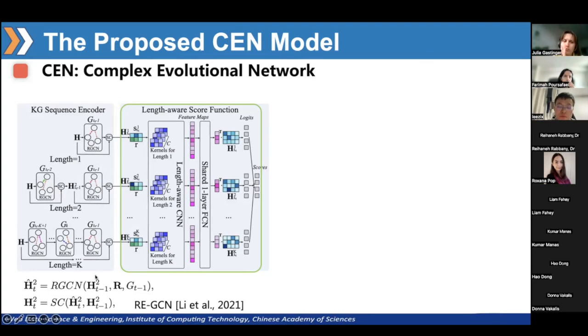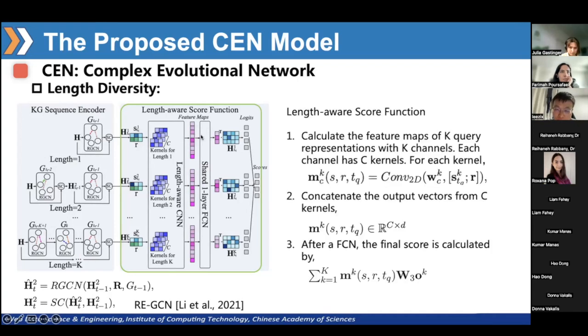We remove the static graph constraint and replace the structure dependency component with the RE-GCN component. After we get K evolutional representations, we design a length-aware score function.